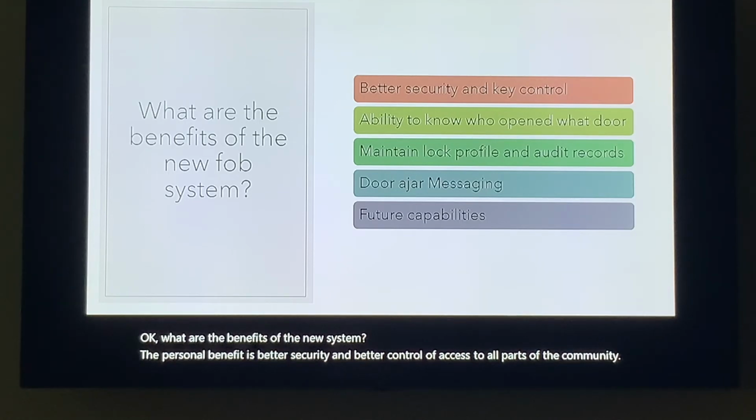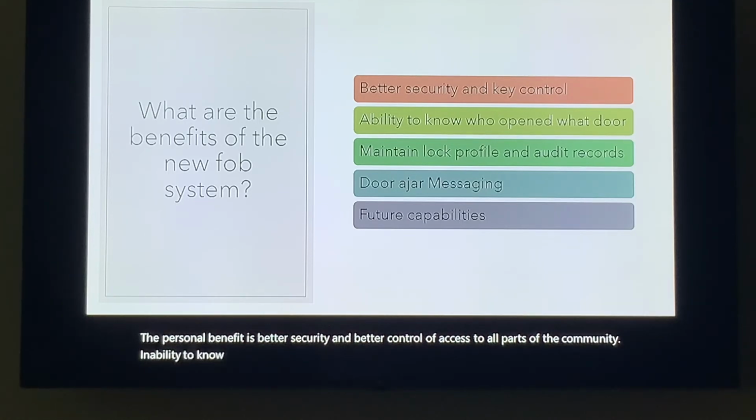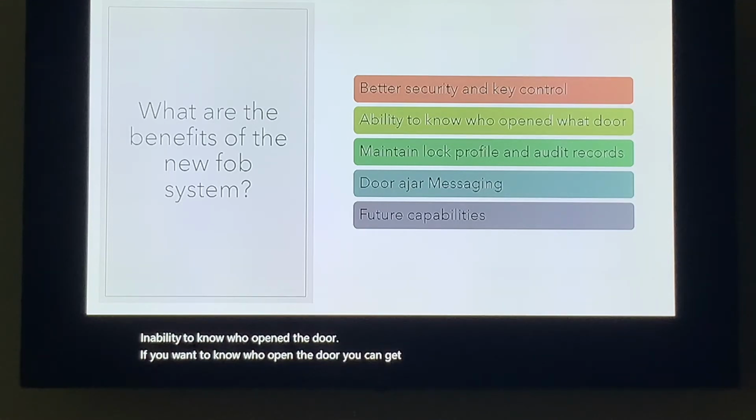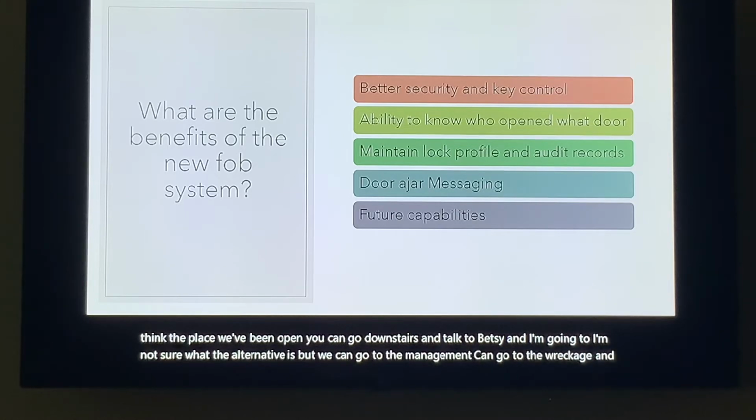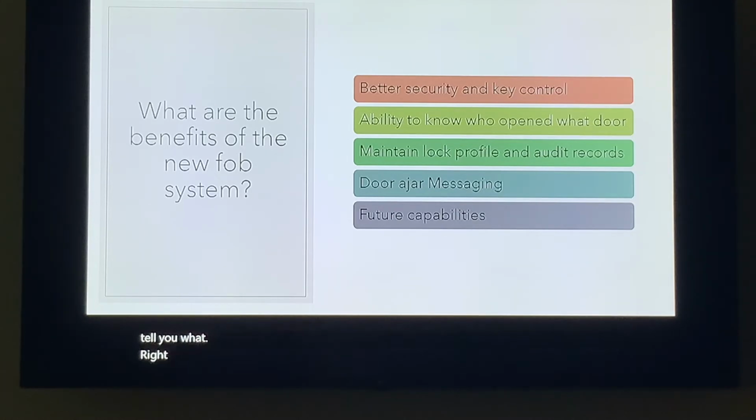And the ability to know who opened the door. If you want to know who opened the door, you can get downstairs. If you're gone sometime and you think the place has been opened, you can go downstairs and talk to Betsy. I'm not sure what the alternative is, but the management can go to the records and tell you who opened your door. Right now, they can't do that. They can guess at it.